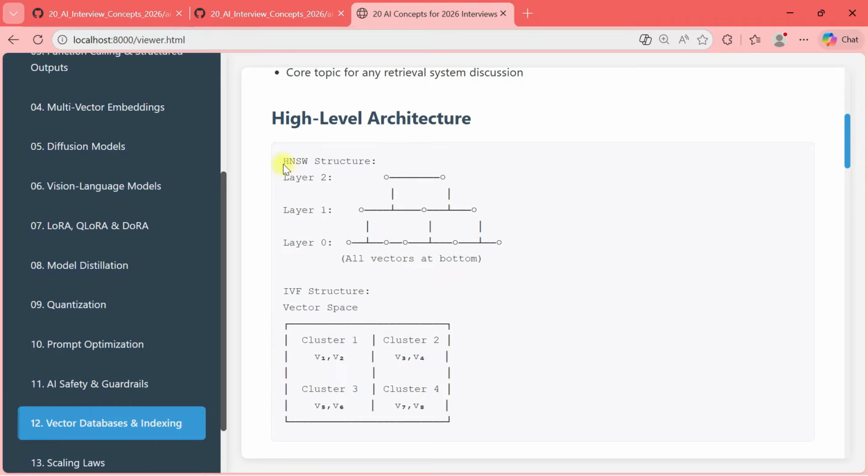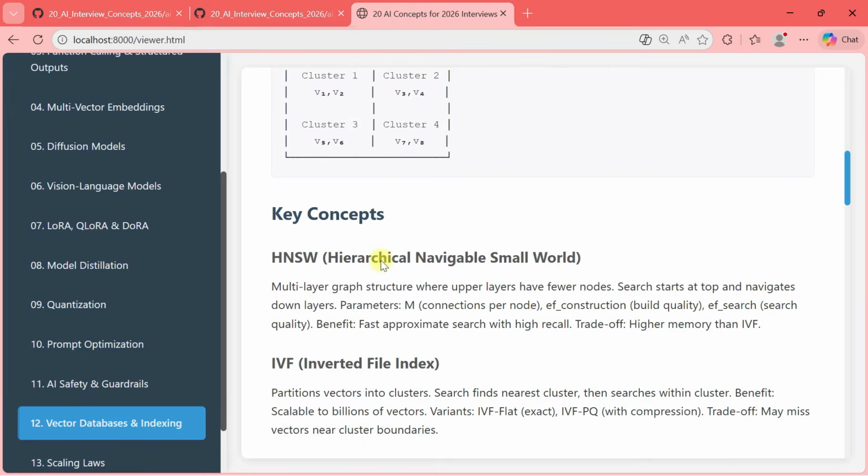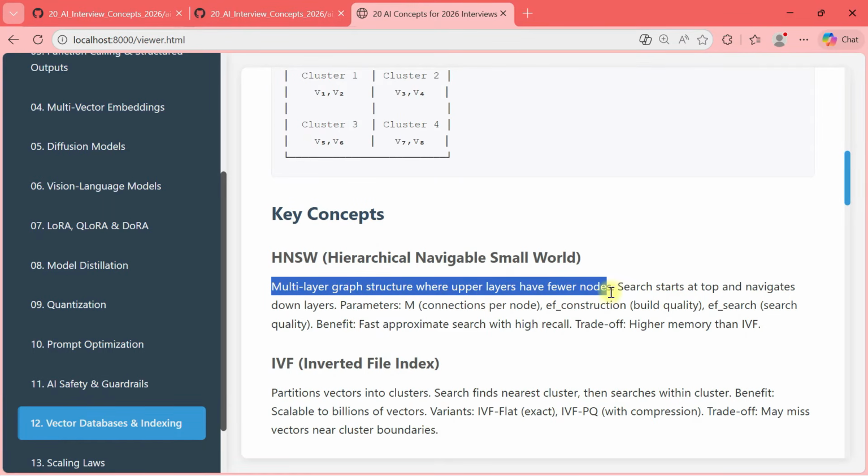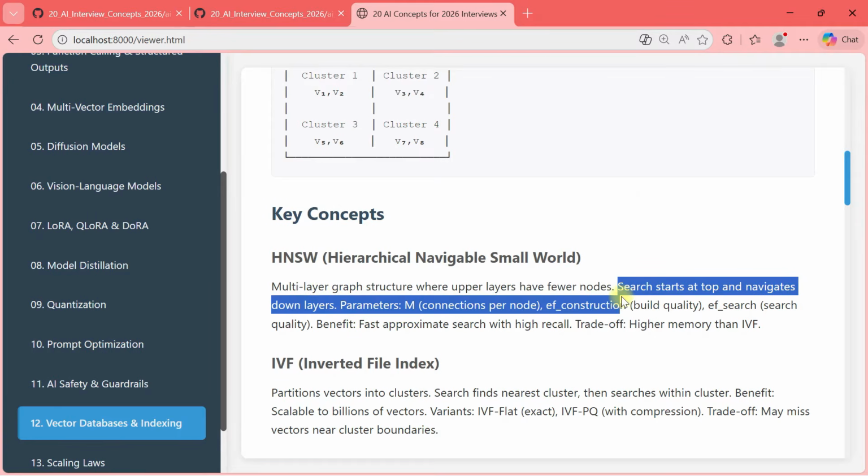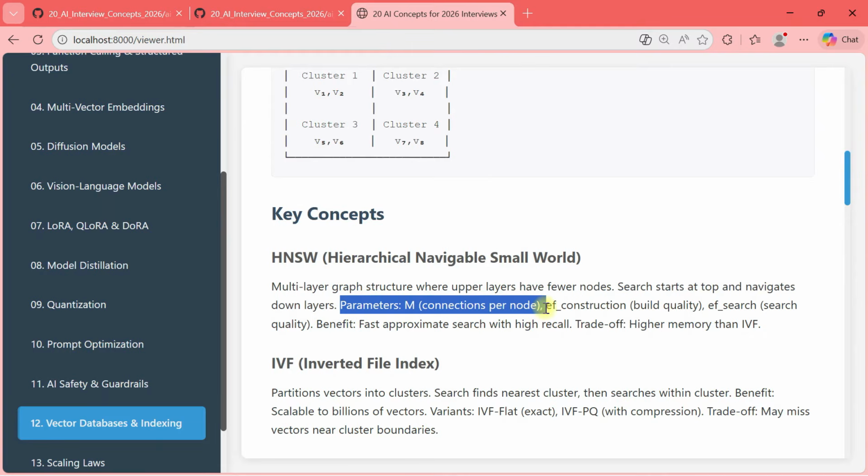Suppose in HNSW architecture there are different nodes at different levels. For example, in layer 2 you have only 2 nodes, in layer 1 you have 3 nodes, and in layer 0 you have 1, 2, 3, 4, 5 nodes. So this is your HNSW architecture. What is happening here is a multi-layer graph structure where upper layers have fewer nodes. Search starts at top and navigates down layers. Parameters: M, that is connections per node, EF construction for build quality, EF search for search quality.